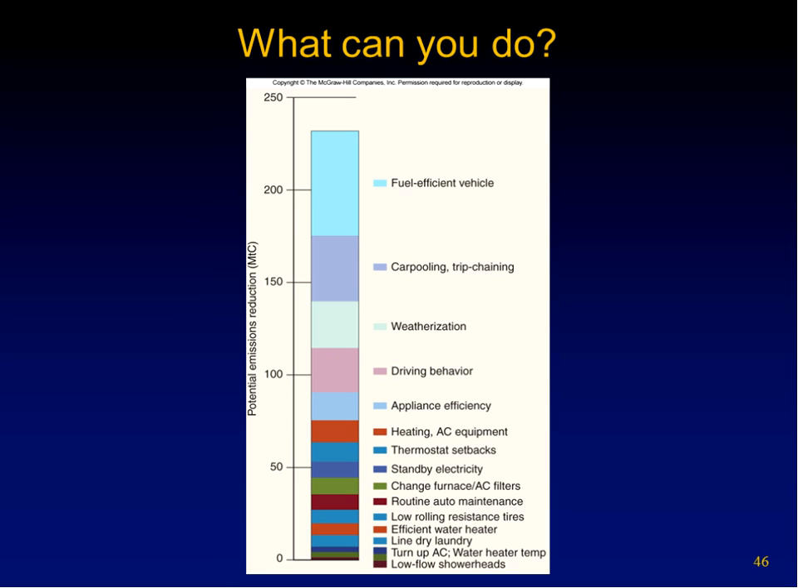So the question is, what can you do? This is a diagram in your book that kind of shows potential emissions reductions of these different techniques. So I would take a look at some of these and see if there's things that you think that you can do as an individual to help solve our climate change problem.